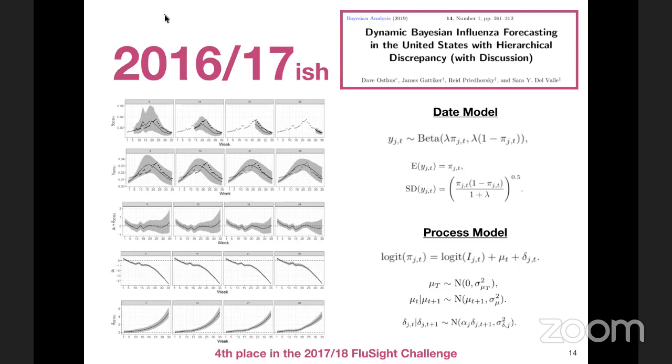It's actually capturing that anticipated drop from Christmas into the following weeks. And that is entirely driven by this new T term, this discrepancy term that's common to all seasons. And so that was the win of this model relative to the previous one, which is that the forecast is now actually able to deviate from that SIR model structure. This model, DBM, Dynamic Bayesian Model, competed in the 2017-18 flu challenge and got fourth place.